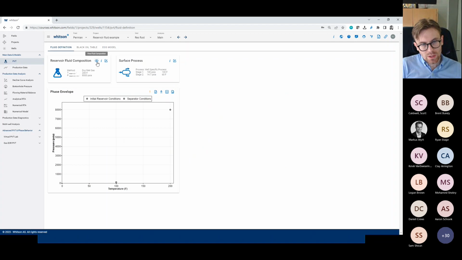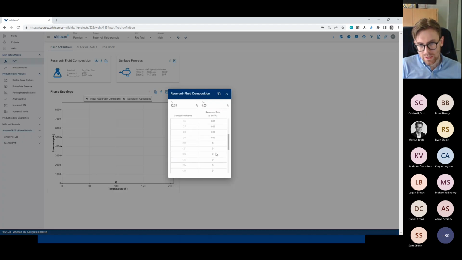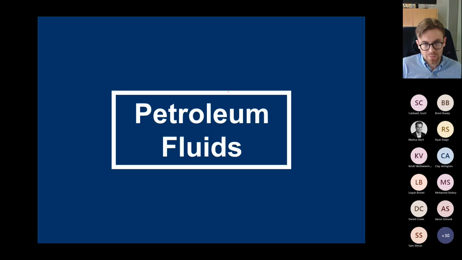What you saw now when I was clicking this button, and all of you will do this later, you'll see the composition as predicted by the software for this particular fluid. And that is related to the next topic, called petroleum fluids, okay? Petroleum fluids, you can group a little bit simplistically into paraffinic fluids, aromatic fluids, or something in between that we call naphthenic.